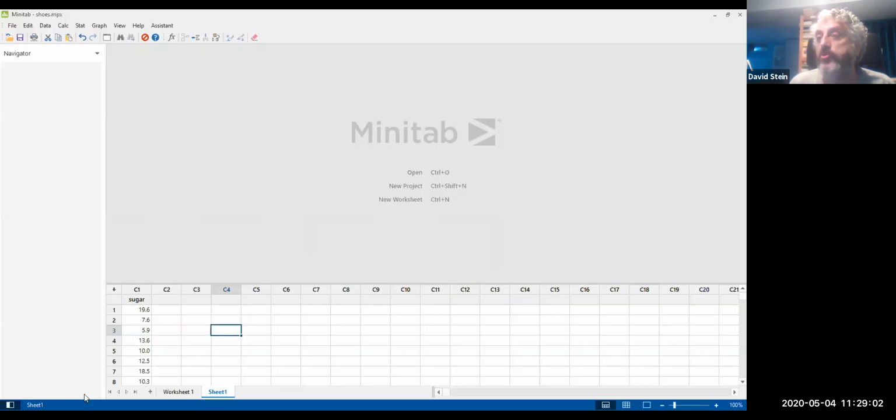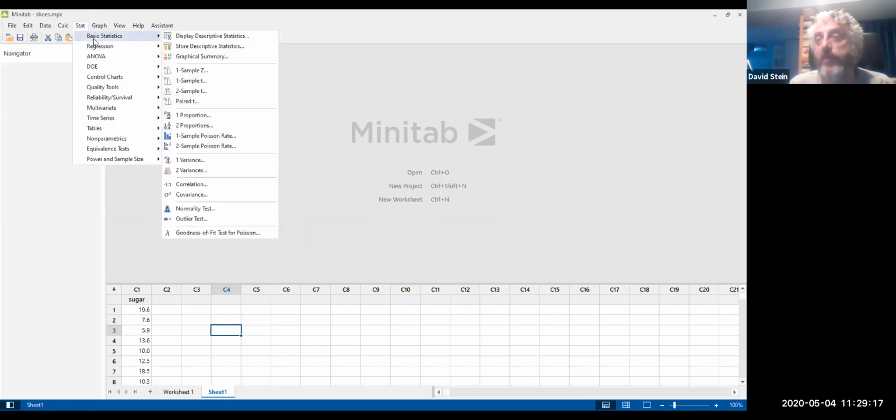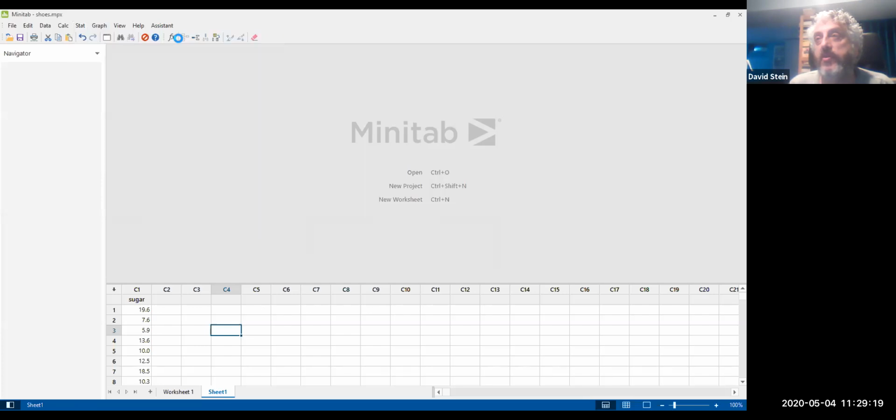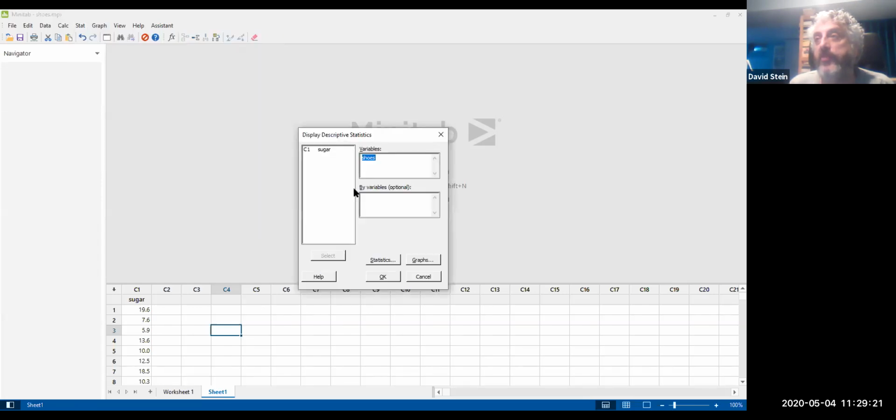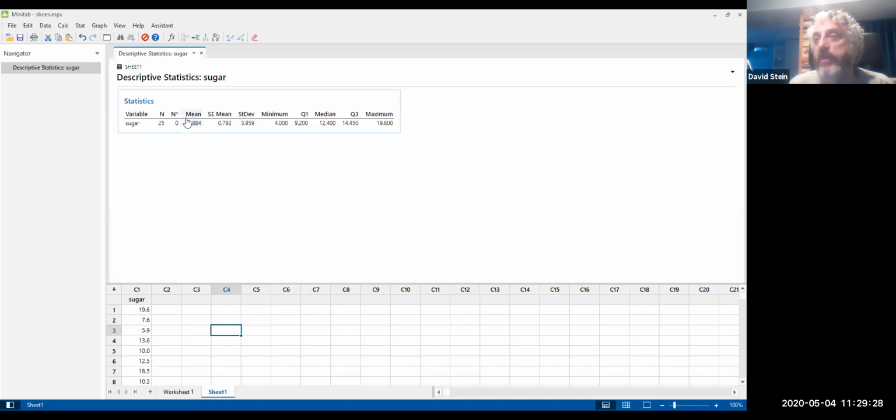Why don't you go to your Minitab file, which is right over here. Let's start by just investigating the data set. That would mean getting basic statistics. So I'm going to basic statistics, and I'm going to ask it for sugar. And look, there's my mean and my standard deviation. Here's my basic numbers. Okay.